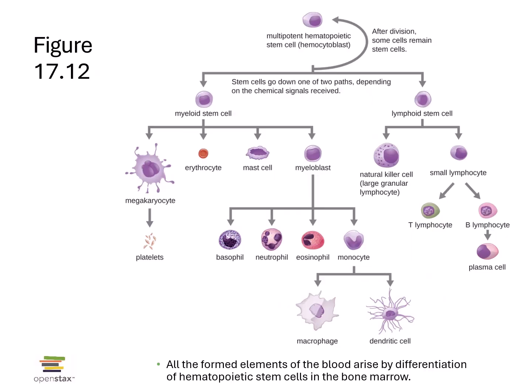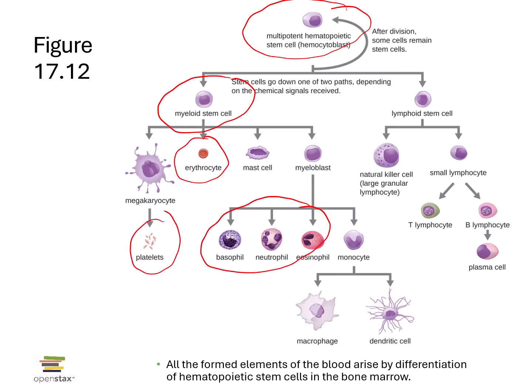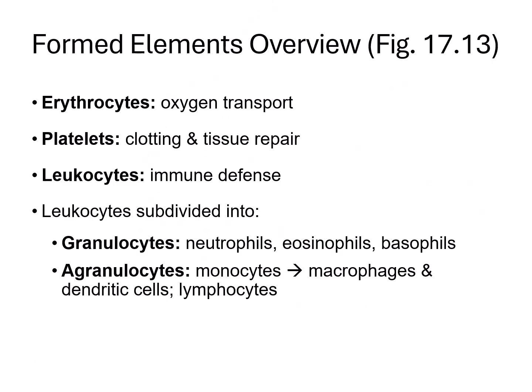This diagram shows how every formed element comes from the same hematopoietic stem cell, and we can follow the branches to see that we get myeloid stem cells, which generate those platelets, red blood cells, and granulocytes, whereas the lymphoid stem cells generate those natural killer cells and the B and T cells. The function of red blood cells, or erythrocytes, is to help transport oxygen. Platelets help with clotting and tissue repair, and leukocytes, those white blood cells, provide immune defense.